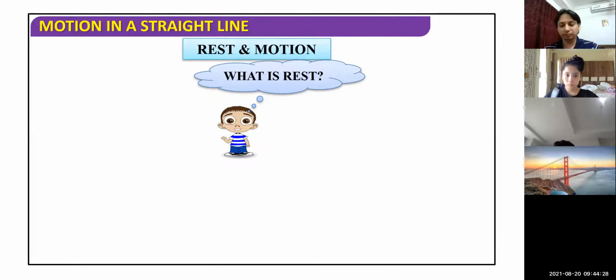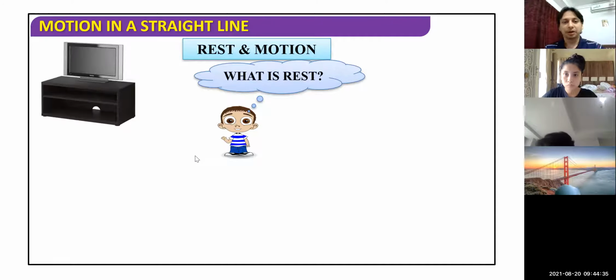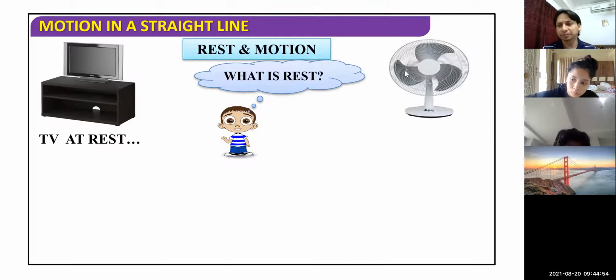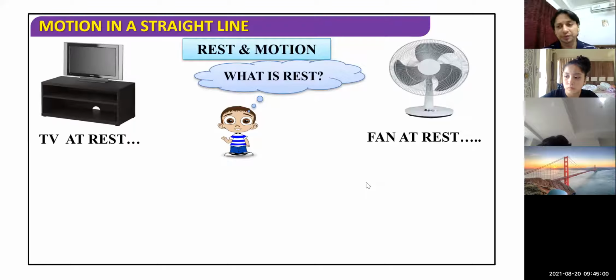So that is called rest. Yes, your answers are correct. Now here, children, if you see this picture, this image, a TV is there, placed on a stand, the TV is at rest position. Another example, this fan here. Is this fan in motion or at rest? This fan is at rest.